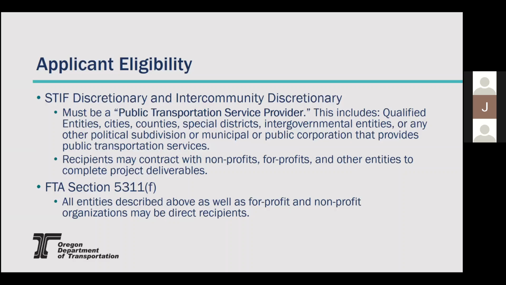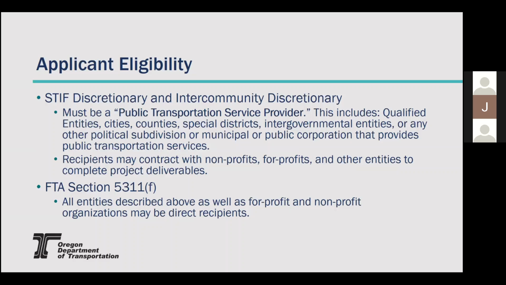I'm going to go over applicant eligibility and how it differs between the programs. For both of the STIF fund sources, so for both discretionary and intercommunity discretionary, the applicant eligibility is the same. The applicant must be a public transportation service provider, which is a term that was defined in statute. And this includes the list of entities that you see here in the first sub-bullet. And that is found, as I said, both in statute and in the OARs themselves.